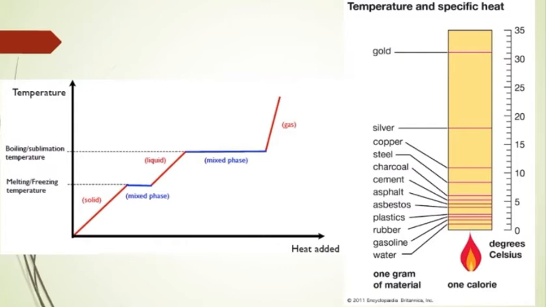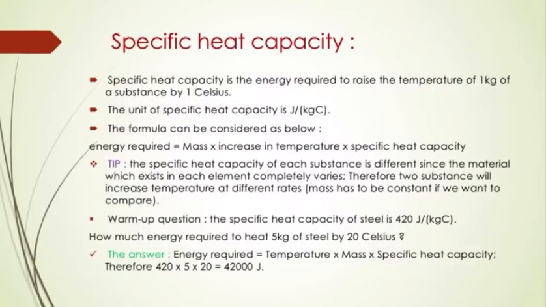And in specific heat capacity, we can see nearly 10 or more substances being heated by a constant energy applied to them, with the same mass of each substance, but the temperature is increasing at different rates. So we can see that the specific heat capacity of different substances is totally different. They vary.